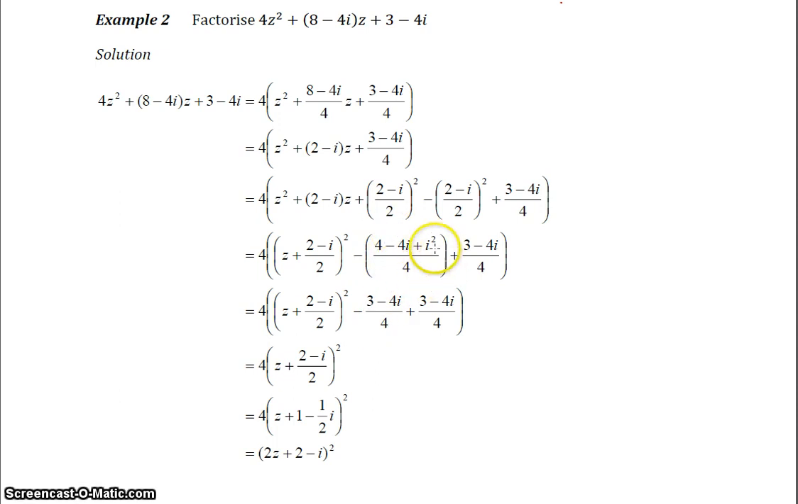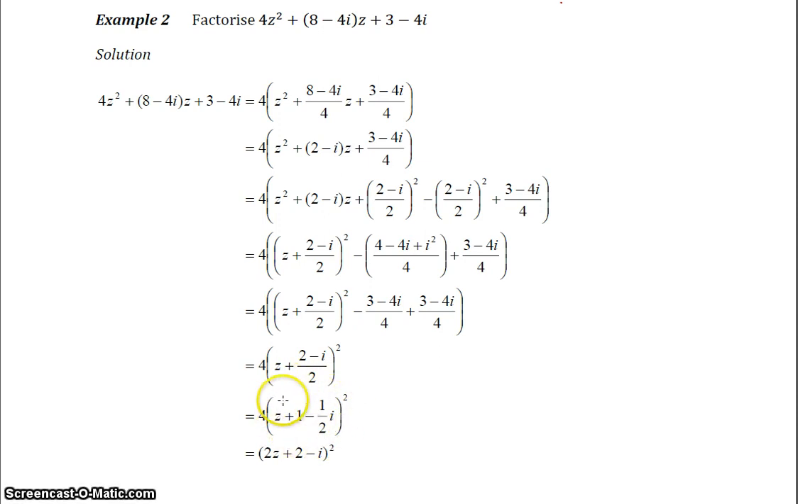Okay, now this here is being subtracted, and so we've got minus (3 - 4i) over 4 plus our constant term, which is the same. So these two terms here are going to cancel each other out. And so we're left with just our perfect square. Okay, z plus (2 - i) over 2. And to simplify that, we can break this up into two fractions, 2 over 2, which is 1, and minus i over 2, which is minus 1 over 2 i.